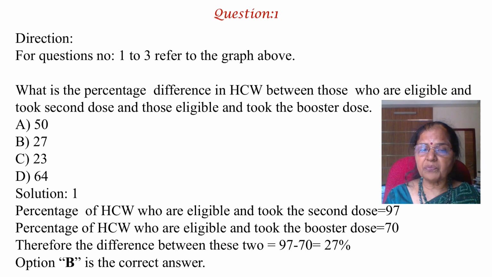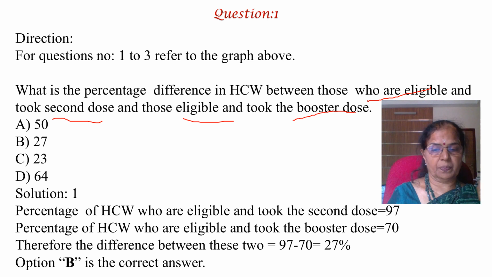And also don't get confused by these words, who are eligible and took second dose. Only those who are eligible will take the second dose and only those who are eligible will take the booster dose. It is only to make you confused. So just look at the percentage of people who took that dose, second dose or the booster dose. And you can even look into the table instead of the graph, because the data is straight away given. The question is very straight.